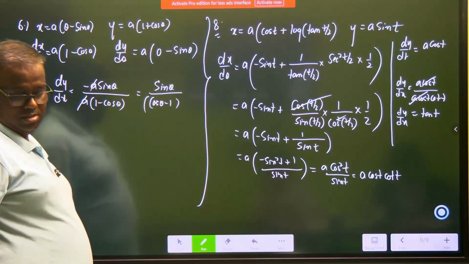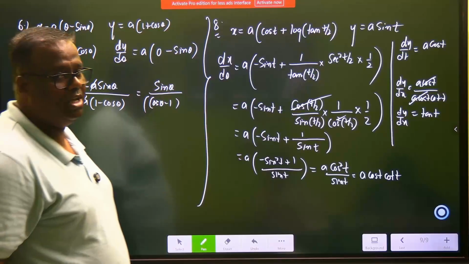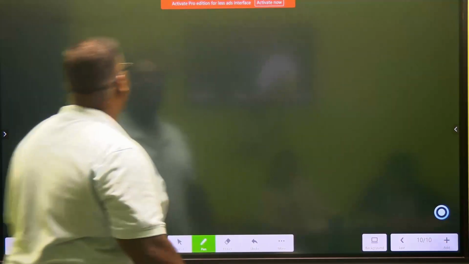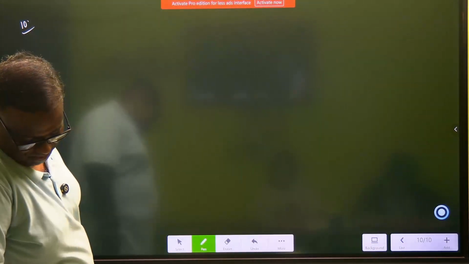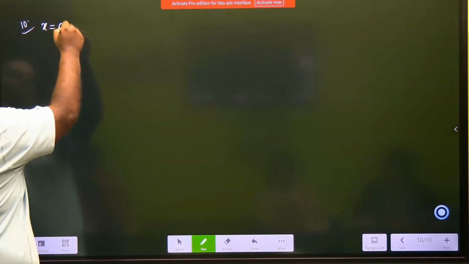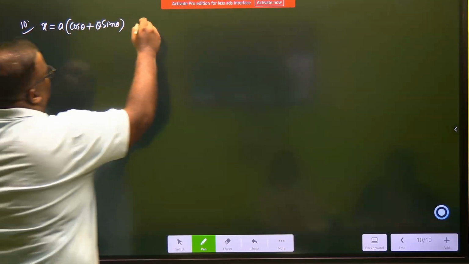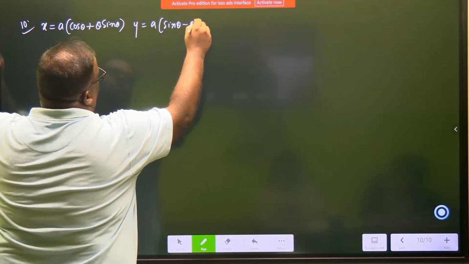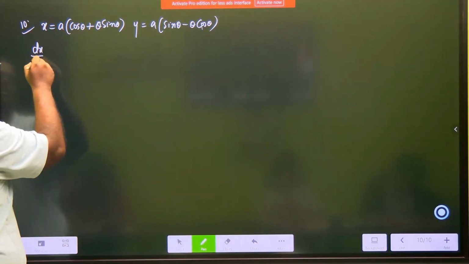Okay? After 8, my job is to give you number 10. Number 10. You have made me revise the entire differentiation chapter. All problems. Good exercise. What is the question? Tell me. X is equal to a into cos theta plus theta sin theta. Y is equal to a into sin theta minus theta cos theta. Very good. Let's do dx by d theta.